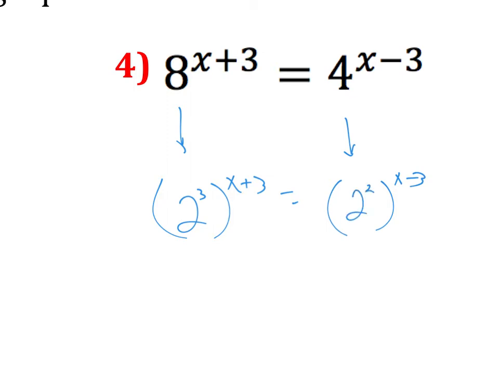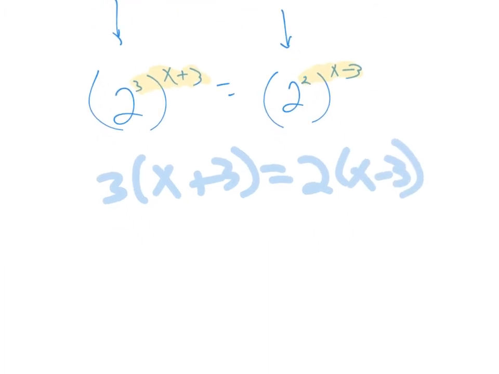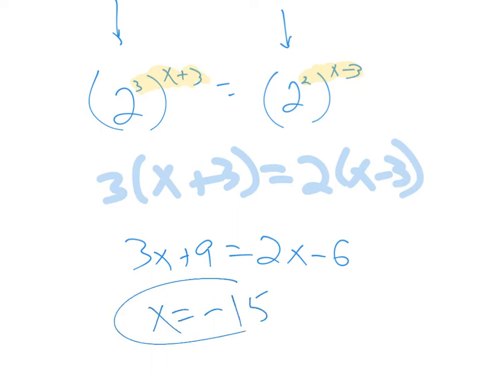So now that I have the same base, both base 2 on each side, I can use the fact that the exponents can be set equal to each other in order to solve. So my equation now is 3 times x plus 3 equals 2 times x minus 3. And I'm accidentally writing with a highlighter. How fun is that? So we'll distribute: 3x plus 9 equals 2x minus 6. Just like before, let's move the x to one side, move the constant to the other. And when we do that, we should get x equals negative 15.